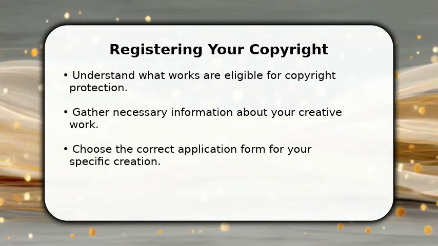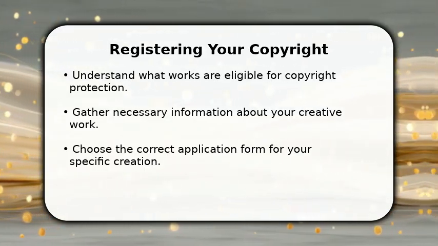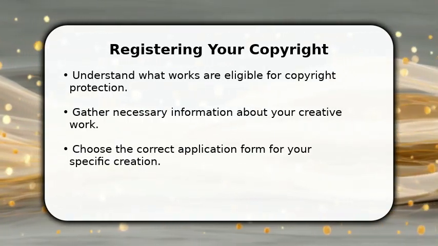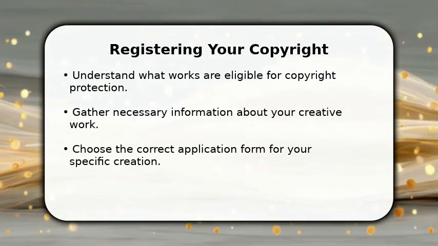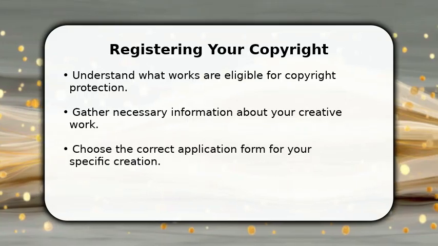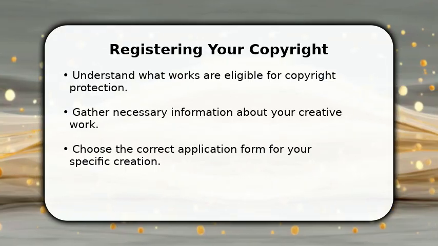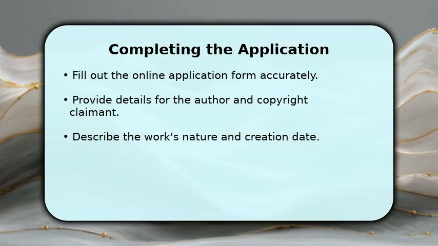In this video, I will explain how to register for copyright. First, determine if your work, like a book or song, qualifies for protection. Next, collect all relevant details about your creation, including its title and author. Finally, select the appropriate application form from the U.S. Copyright Office website. Now, let's complete the application.